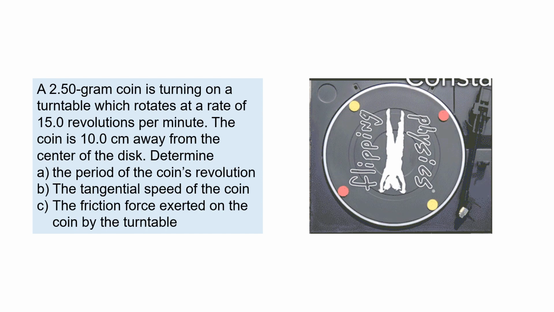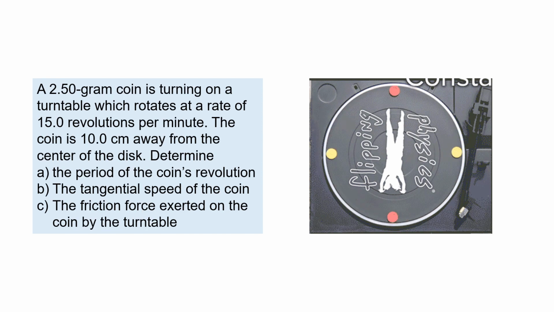Hi, in this video we will be going through an example problem for uniform circular motion. Here is the problem. A 2.50 gram coin, one of these red or yellow coins in the animation, is turning on a turntable which rotates at a rate of 15.0 revolutions per minute. The coin is 10.0 centimeters away from the center of the disc.